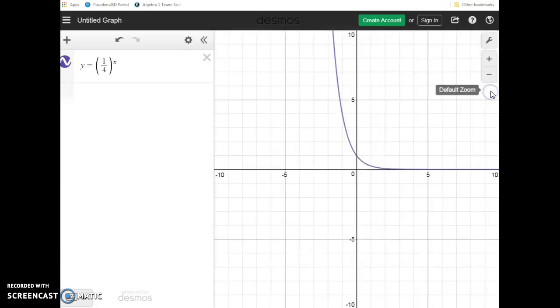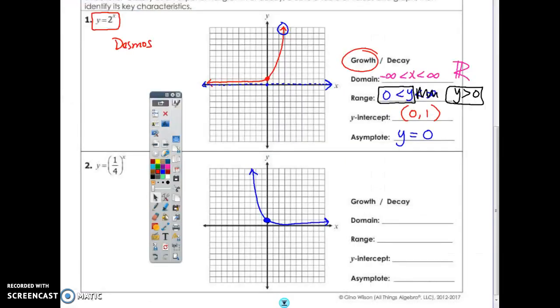Okay? Again, you need to zoom in if you cannot see it. So I'm gonna draw my asymptote right here. Again, it's a decay. The y-intercept is at 0, 1. And my asymptote is at y equals 0. Y equals 0.